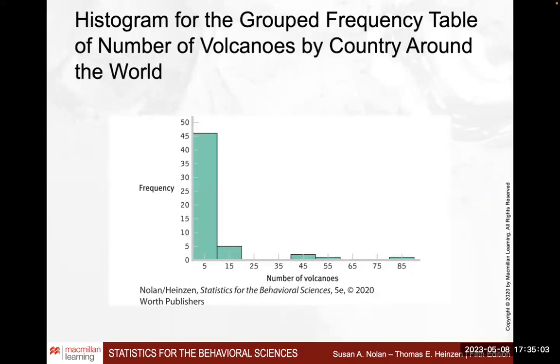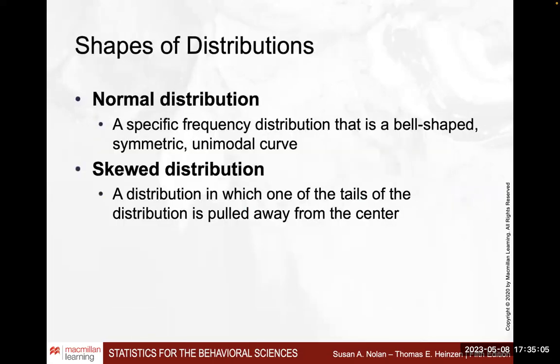Distributions, forms of distributions, with normal distributions, which is bell-shaped, symmetric, and unimodal. We have a skewed distribution. Don't forget that the tail tells the tale. So if the tail points upwards, then it's a positive skew. If it points downwards, it's a left skew or negative skew.